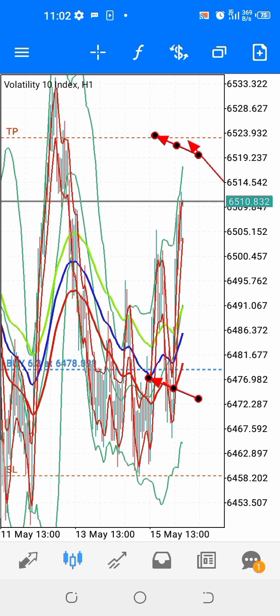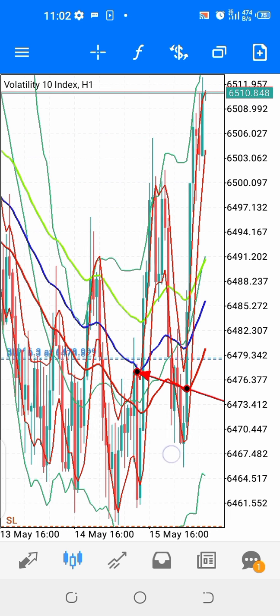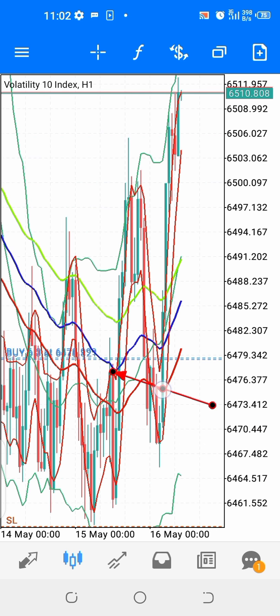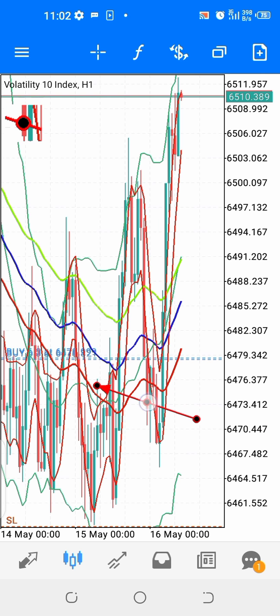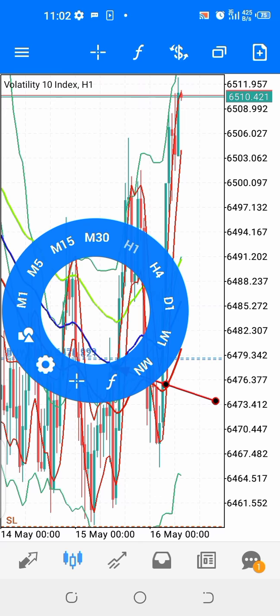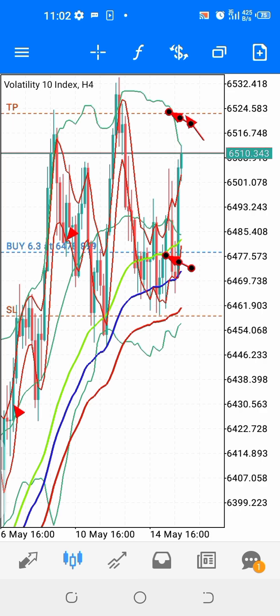Right, so I'm sure my explanation of why I took this entry was quite explanatory. I took this entry from H4 anyways. This is how it looks on the H4 time frame, how the chart looks, right? So, fingers crossed.